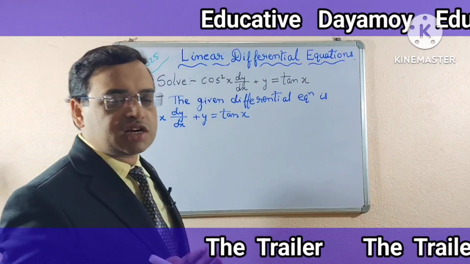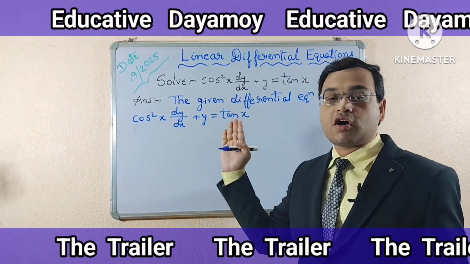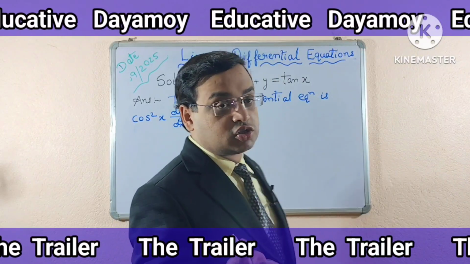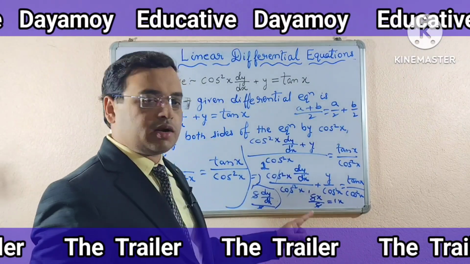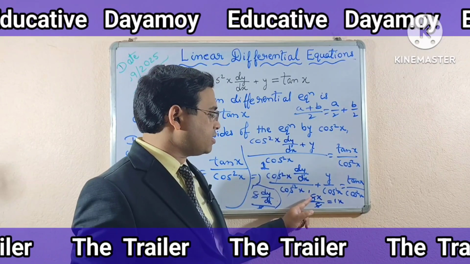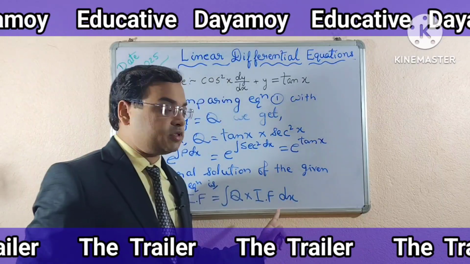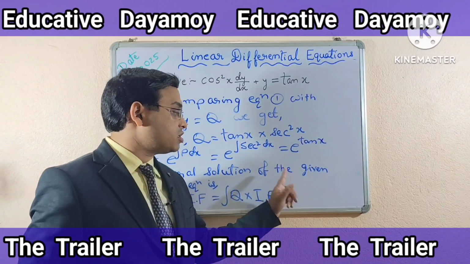Why will I divide both sides of the equation by cos square x? Because I have to bring it in the form of dy by dx plus py equals q. Now if you are unable to understand this, come here. 5x by 5 gets cancelled, 5 1 5. This we have done in lower classes, and this dx will always be there. Okay, don't confuse with this dx.